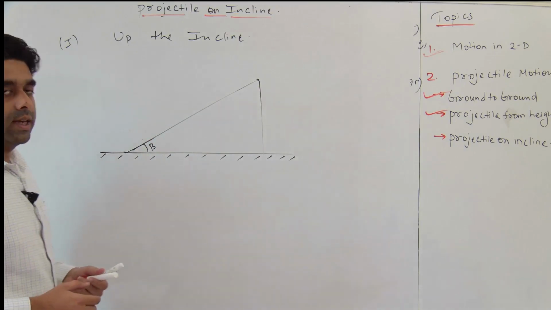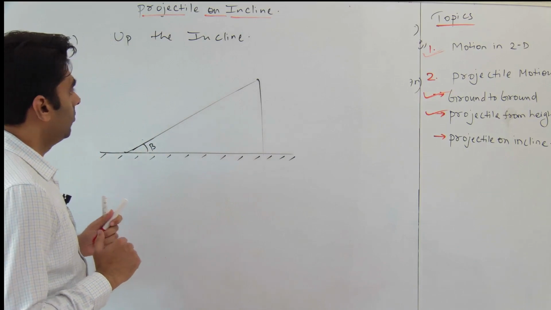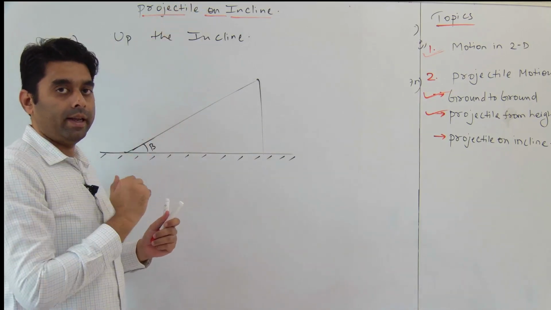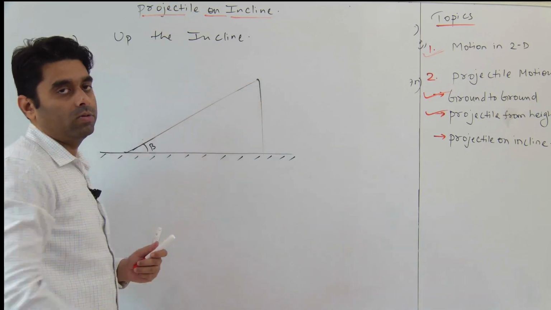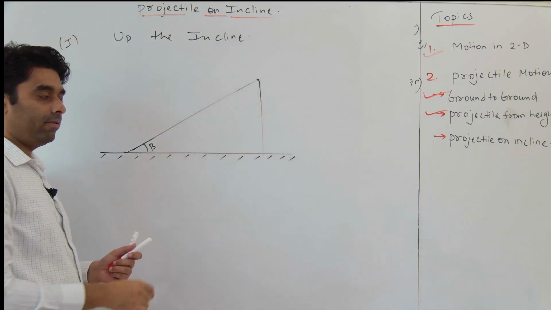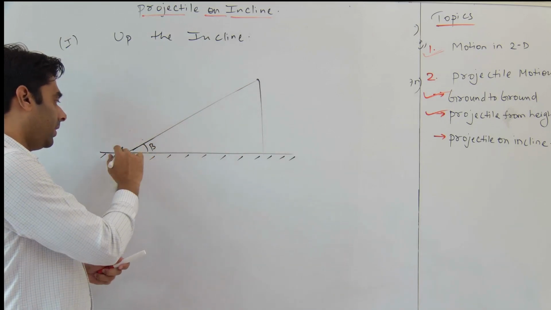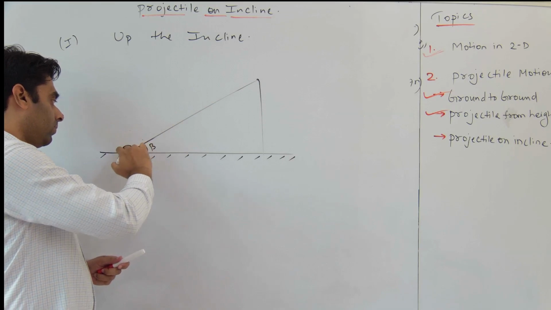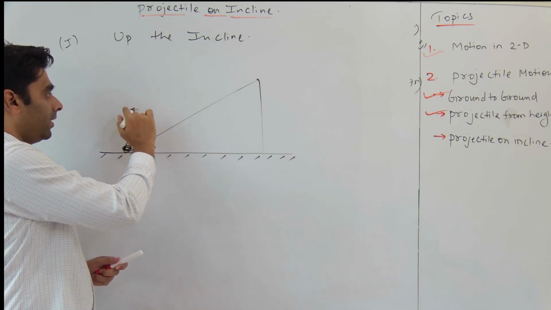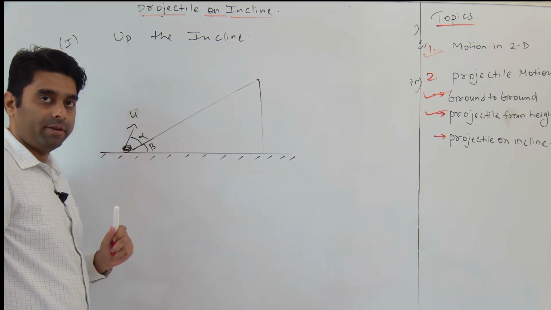So last, we are looking at projectile on incline. We'll be looking at two cases. First, when a particle is thrown up the incline, and next is when the particle is thrown down the incline. So the situation we have is an inclined plane having inclination angle beta, and a particle is thrown with a velocity of u at an angle of alpha, and this angle alpha is made with the inclined plane.